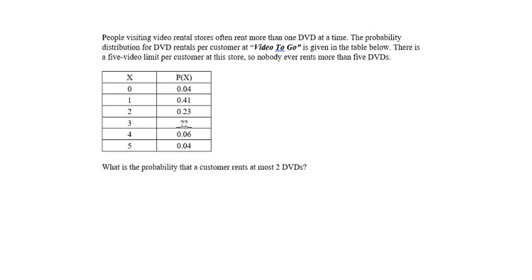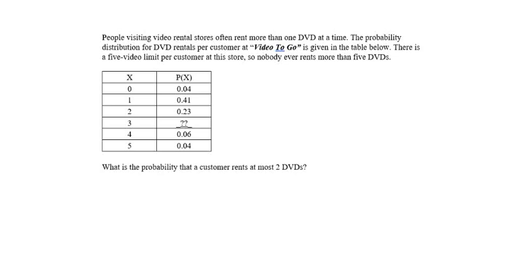In this example, we're talking about people visiting a video rental store, often to rent more than one DVD at a time. The probability distribution for DVD rentals per customer at Video to Go is given in the table below. There's a 5 video limit per customer in this store, so nobody ever rents more than 5 DVDs. We're interested in what is the probability that the customer rents at most 2 DVDs.